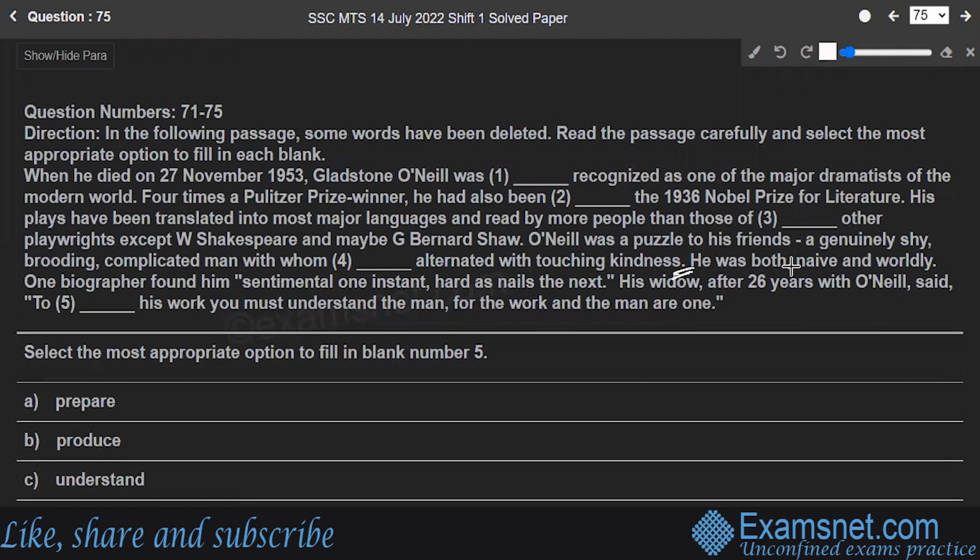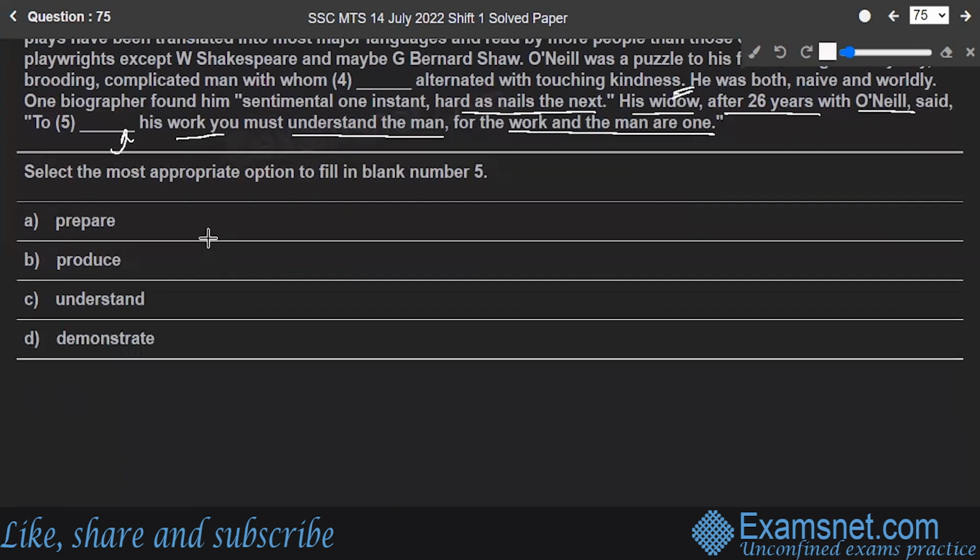Next it says he was both naive and worldly. One biographer found him sentimental one instant, hard as nails the next. His widow, after 26 years with O'Neill, said to dash his work, you must understand the man, for the work and the man are one. So there are 4 options given: prepare, produce, understand, and demonstrate. You have to find out the correct fill in the blank. For that, let's discuss the meaning of all of these words one by one.